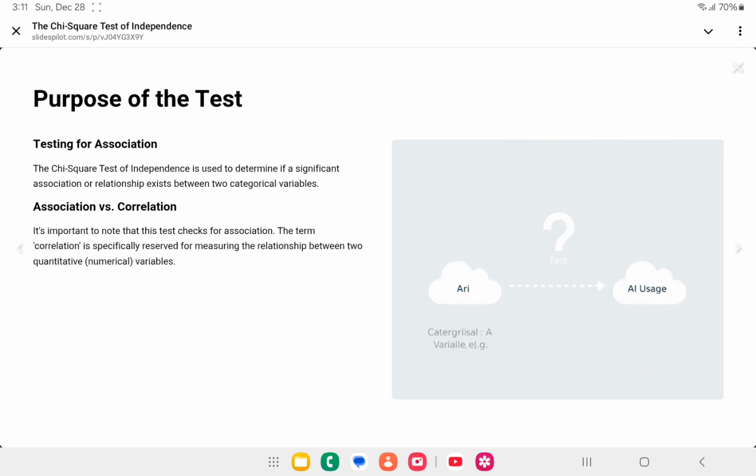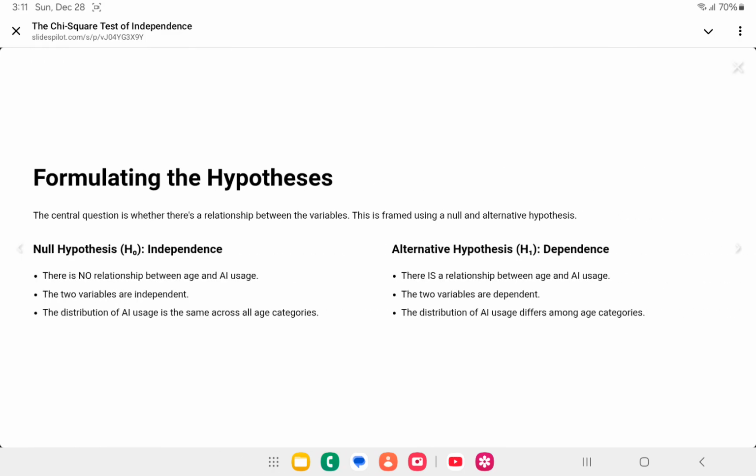Let's begin with this 3x2 contingency table. That is, we have 3 rows and 2 columns. Suppose we want to test if there is a relationship or association between age category and AI usage. Then the null hypothesis would be that there is no relationship between the two variables. In essence, age and AI usage are independent. The alternative would be that there is a relationship. That is, age and AI usage are dependent.